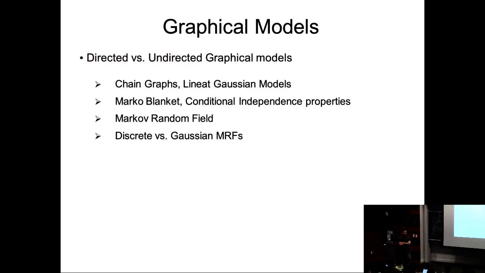And then graphical models. We've covered directed graphical models. We're going to cover undirected graphical models today. Just some basic definitions. For the graphical models, maybe there's going to be one question on it, maybe not. I haven't decided yet, but you should look at some basic definitions of chain graphs, linear Gaussian models, Markov blanket, conditional independence properties for both directed and undirected graphs, Markov random fields, discrete versus Gaussian Markov random fields, right? And MRFs are something that we're going to cover today. Okay?